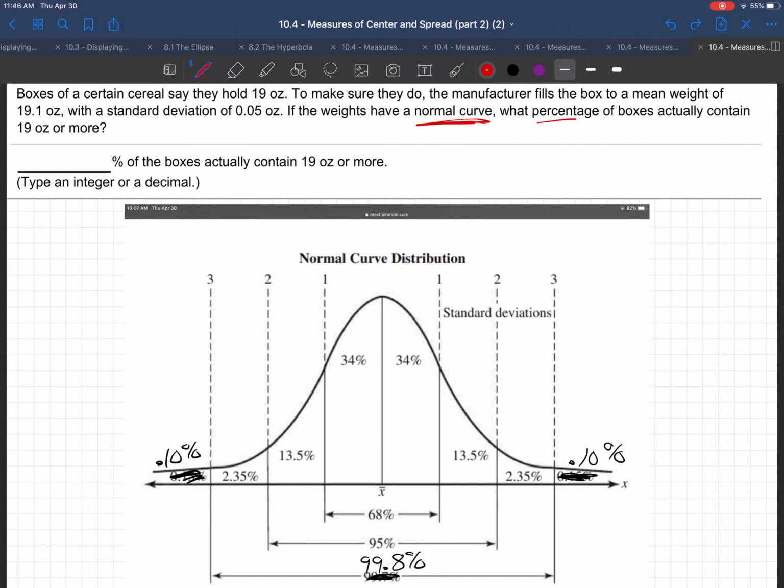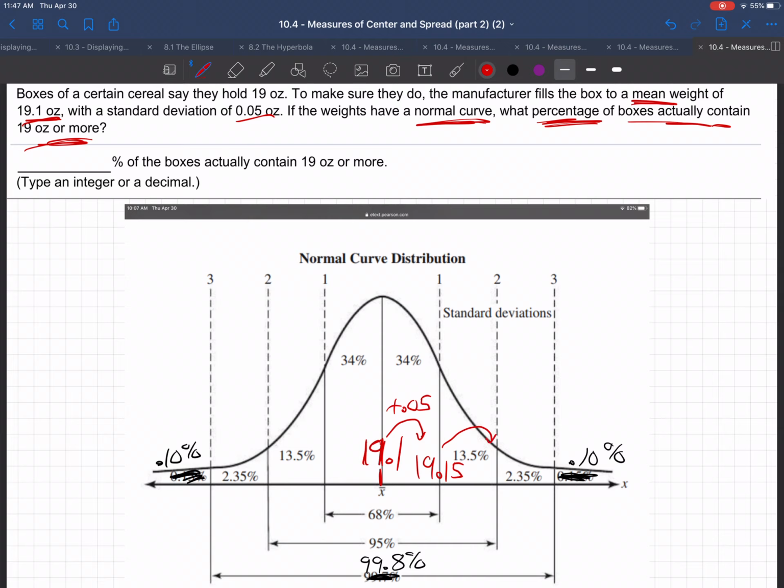If the weights have the normal curve, what percentage of boxes actually contain 19 ounces or more? So the mean weight is 19.1. So they make the middle of the machine 19.1. So the machine is filling 19.1 on average. The standard deviation is 0.05. So that's how far from jump to jump. It's like a number line. The middle of the number line is 19.1. And then every line you go up by 0.05. So if you add 0.05, you're going to get 19.15.